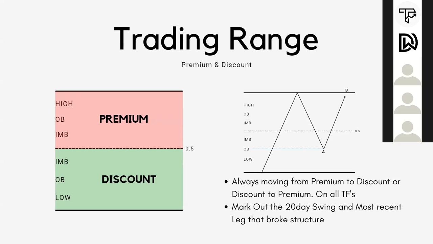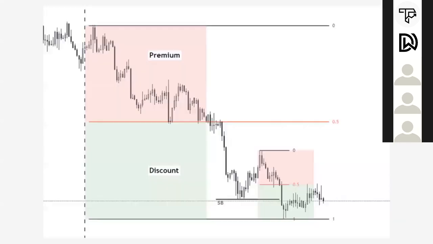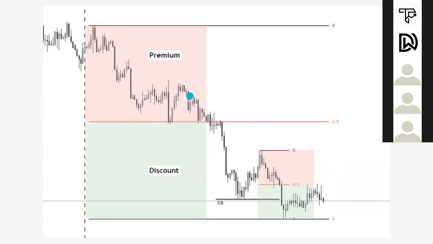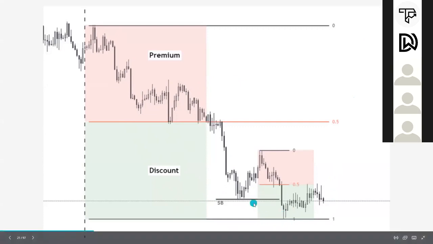So we mark out the 20-day swing and the most recent leg that broke structure. Just to recap, we mark out the 20-day swing and we get the high and low, but we also look at the most recent legs that broke structure. You'll understand in a bit. In this case, sorry, I don't know why it's so blurry, but we have the 20 days look back, we have the high, we have the low over there. So this is our main move towards the downside, our main swing. We'll be looking for price to eventually return towards the upside, back into a premium market, a more expensive price range. But also here we have a high and a low that broke structure.